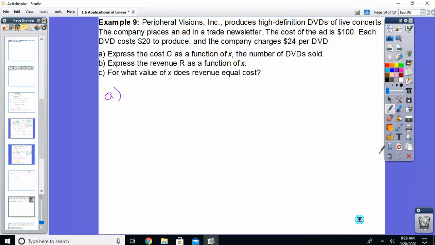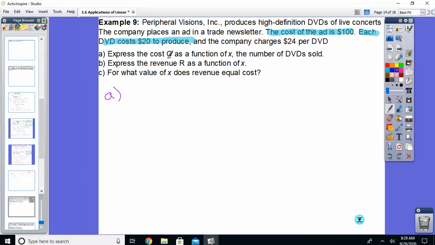So this one is not nearly as complex as the others. I don't have all this different stuff going on. Look back at our problem. The cost is $100, and each one costs $20 to produce. We are really just writing the equation of a line here. We know a line, y equals mx plus b. We have a slope and a y-intercept. In terms of costs, your slope is like a repeated cost. A y-intercept is a one-time thing.